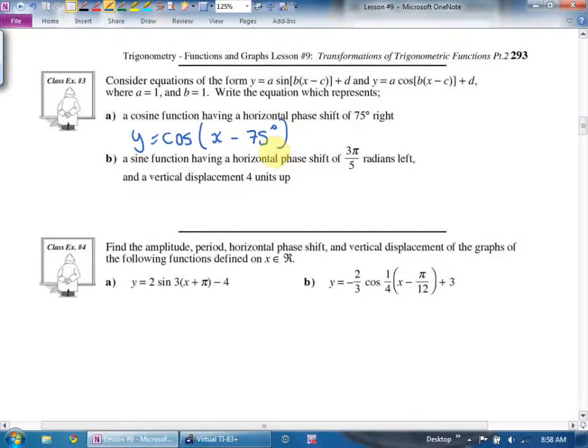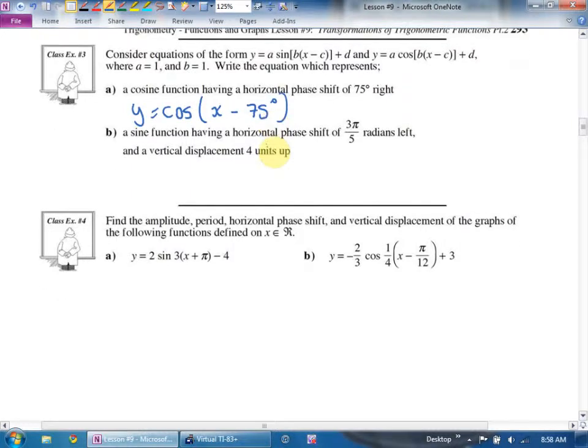And by the way, nice review of transformations as well. A sine function having a horizontal phase shift of 3 pi by 5 radians. Okay. Y equals, we said amplitude is 1, sine bracket, 3 pi by 5 radians left, x plus 3 pi by 5. And then a vertical displacement 4 units up, plus 4.